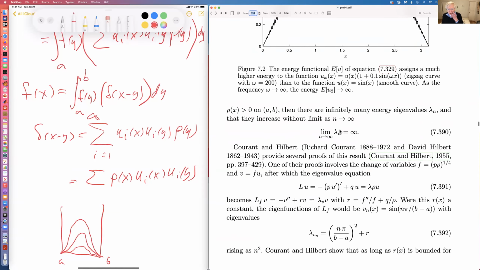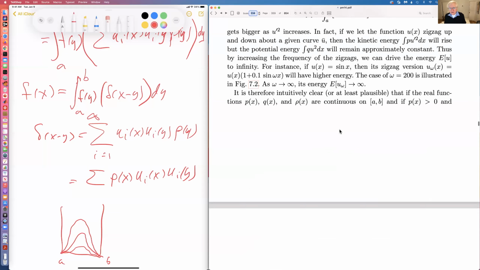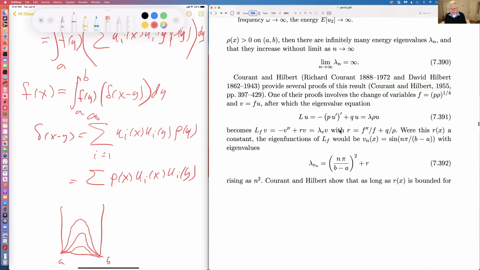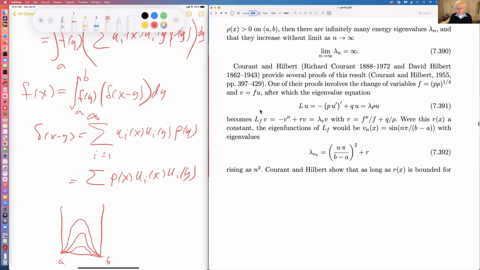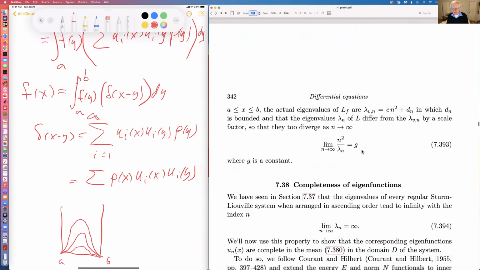So Courant and Hilbert give a proof that, here, let's see. Courant and Hilbert consider this general SL system, and what they show is basically, I'm going to skip the details of the statement here, but what they show is that the eigenvalues go to infinity basically as n squared. So it's like the square well.